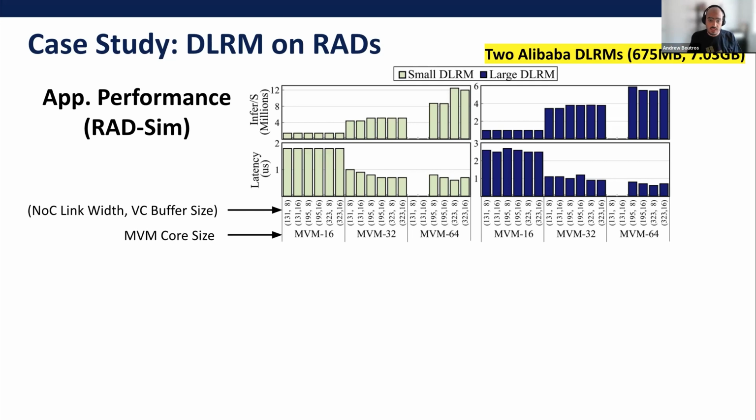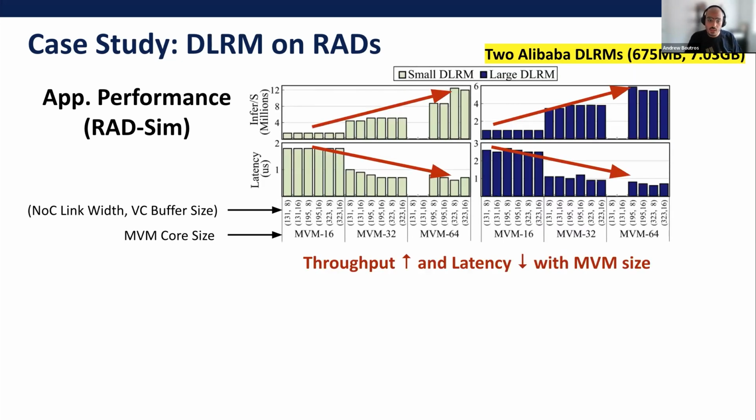RAD-Sim can report the effect of those different architecture options on the end-to-end latency of DLRM inference, and also how many inferences you can do per second. So you can see, as expected, if you harden a bigger matrix vector multiplication engine, you start getting higher throughput and lower latency because you're throwing more compute at the problem.